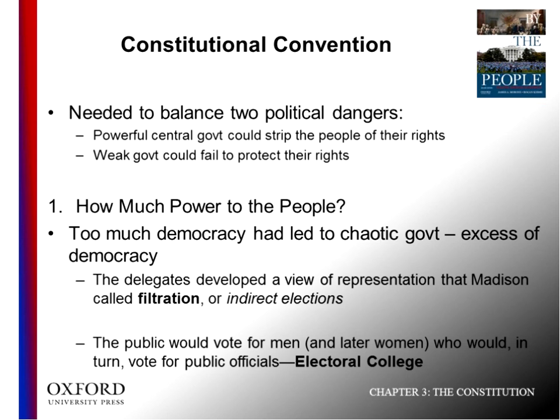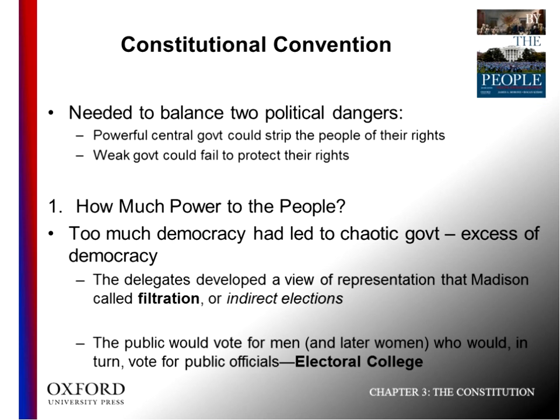And what we read from Madison's notes is that there was a need to balance two political dangers. On the one hand, we were worried about a powerful central government that could strip the people of their rights. But on the other hand, we feared a weak government that could fail to protect their rights. So we really needed to find a balance between way too strong and way too weak. We needed a government strong enough, and not too weak. And that was the trick. That was what they were trying to find. There were about six different themes at the convention that I want to touch on.